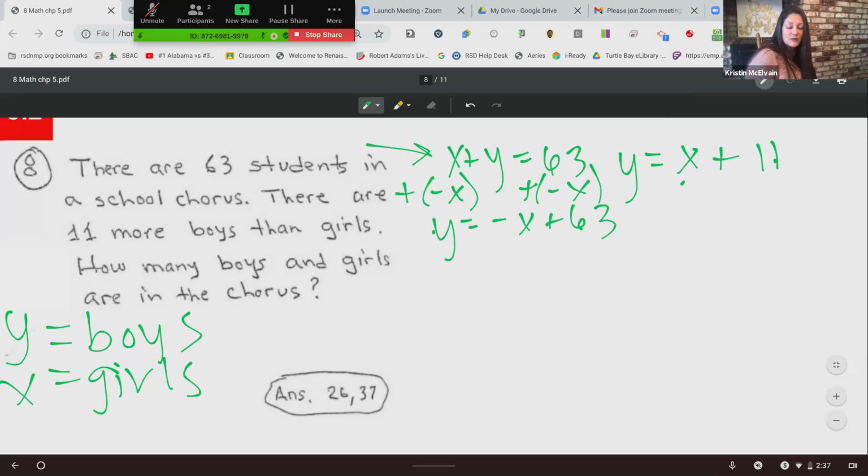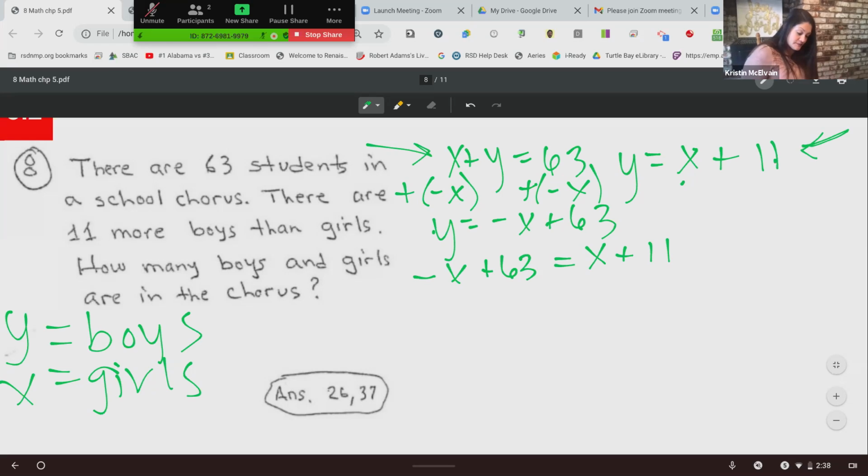So the first step was to get both equations into y equals mx plus b form, or slope-intercept form. Second step is to set them equal to each other. So now we have negative x plus 63 set equal to x plus 11. When we do that, we get rid of one variable. Now we are solving for x, the number of girls, and then we will plug that value into this equation to see how many boys there are.